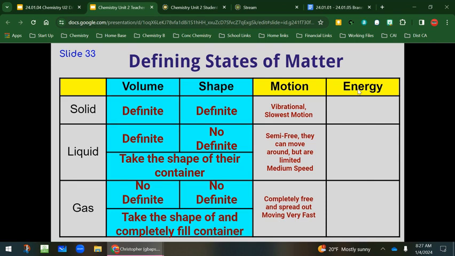So in terms of energy, solids have what kind of energy compared to gases? Less. They have low energy. Liquids are medium. Gases are high. Why? Because gases move faster. The same particle as a solid, a liquid, and a gas has to have more energy as a gas because the particles are moving faster. It has to have less energy as a solid because they are moving slower.